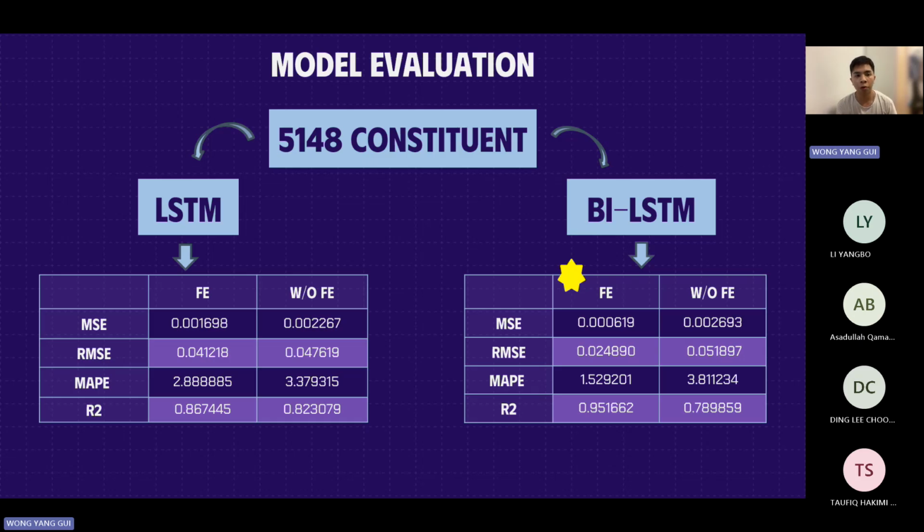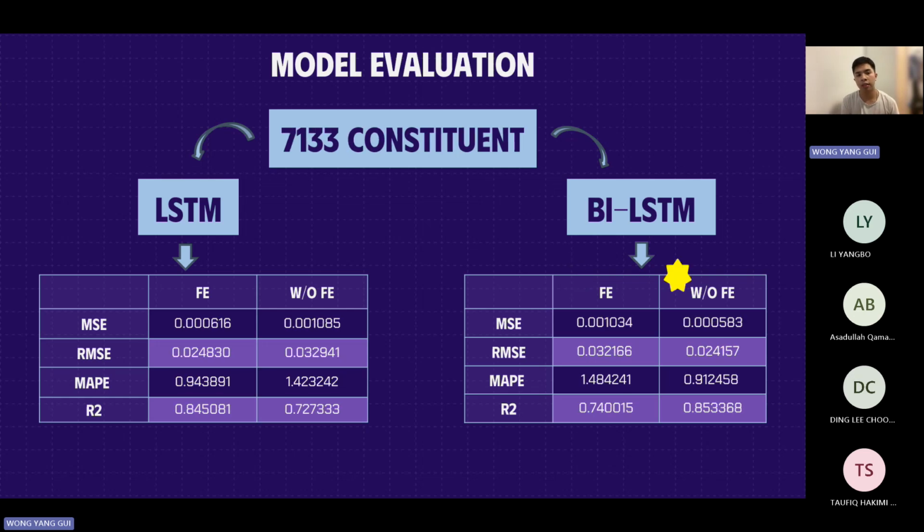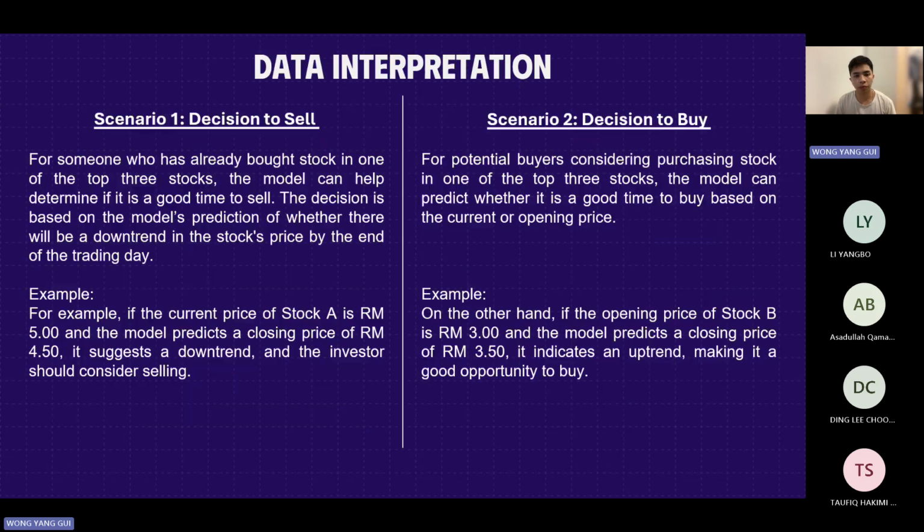In the model evaluation, the best model for constituent 5148 is the BiLSTM with the feature engineering, which included the RSI and MACD. The second constituent is 5168. The best model for this constituent is also the BiLSTM with feature engineering. The last constituent is 7133, and the best model for this constituent is the BiLSTM without the feature engineering.